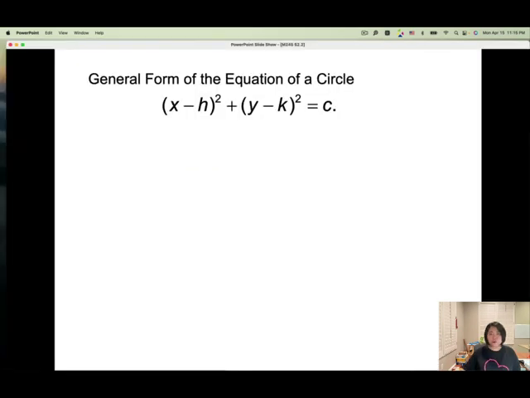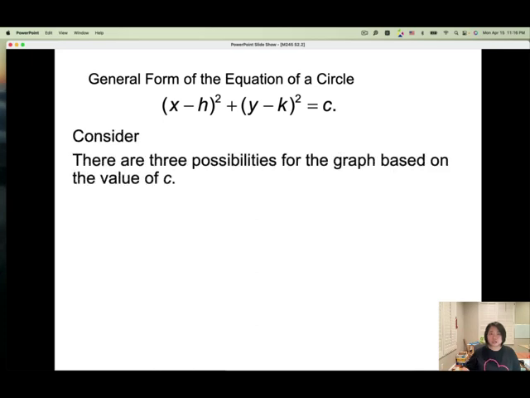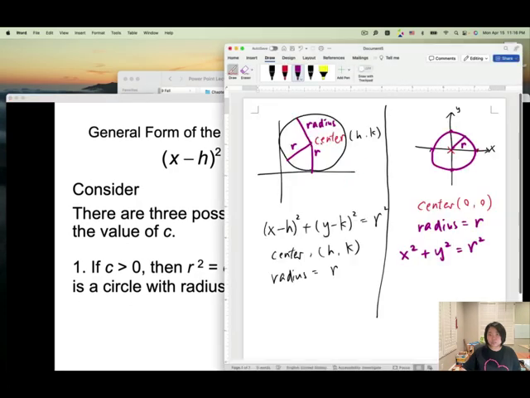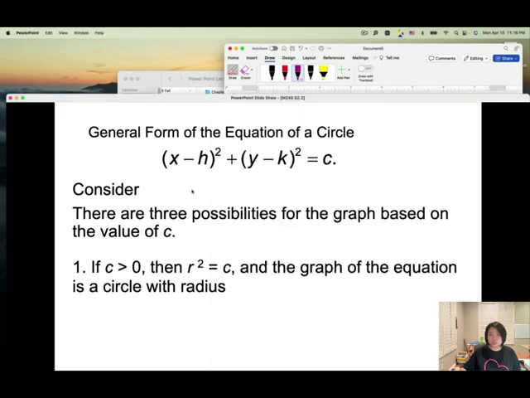Let's look at the general form of the equation of this circle. We're going to consider there are 3 possibilities for the graph based on the value of c. This is c, which is going to be your r squared. First, if c is greater than 0, so r squared equal to c, and c is greater than 0, then the graph of the equation is a circle with the radius, just like this example, right? When r is greater than 0.